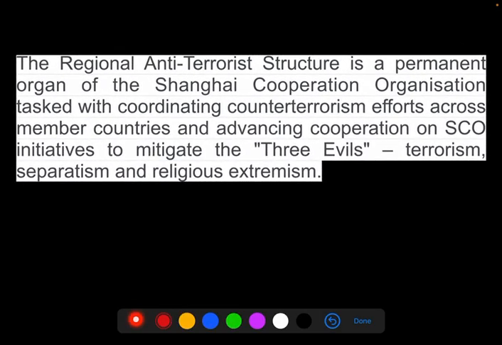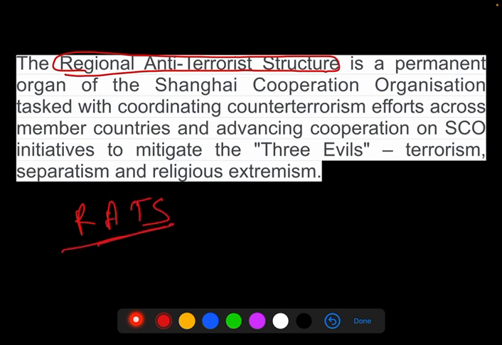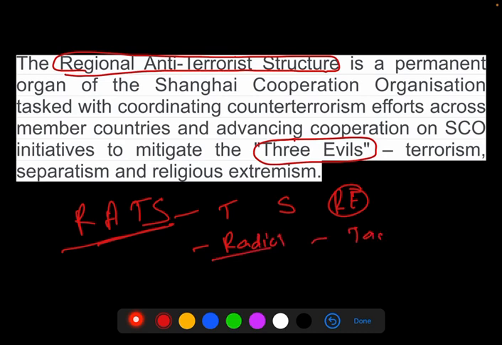The most important one from the Shanghai Cooperation Organization was RATS. This Regional Anti-Terrorist Structure, RATS, is very important because it aims to counter or mitigate 3 evils for the world, that is terrorism, separatism and religious extremism. Even they will counter radicalization also. It is headquartered in Tashkent. It is one of the favorite questions for examiners, so definitely they will touch on the aspect: RATS comes under which organization? It is Shanghai Cooperation Organization.